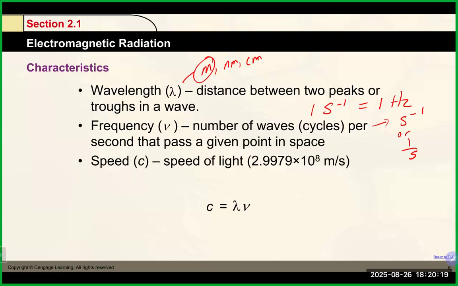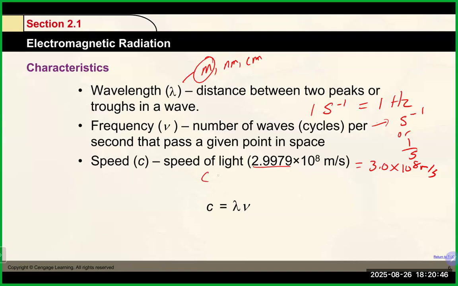The relationship between those two things is c, which is the speed of light, 2.9979 times 10 to the 8 meters per second. I'm good with 3 times 10 to the 8 meters per second if you want to roll with that. But if you want to use the other one, people nowadays seem to be fond of using the whole number for some reason. But I'm good if you want to go 3 times 10 to the 8. I probably will use that one in most cases.